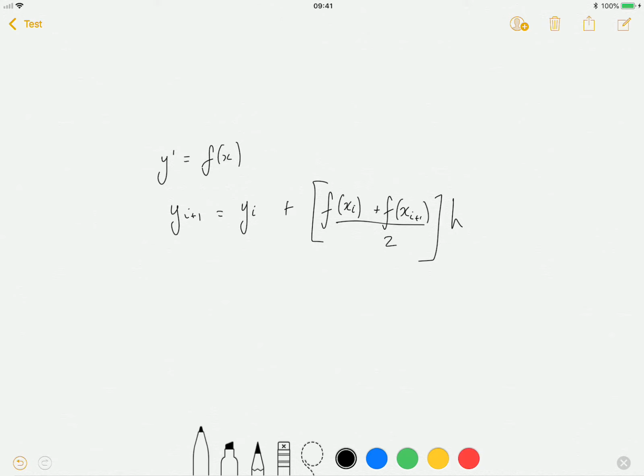And a last note on errors, the local truncation error is of order step size cubed, and the global truncation error is of order step size squared.